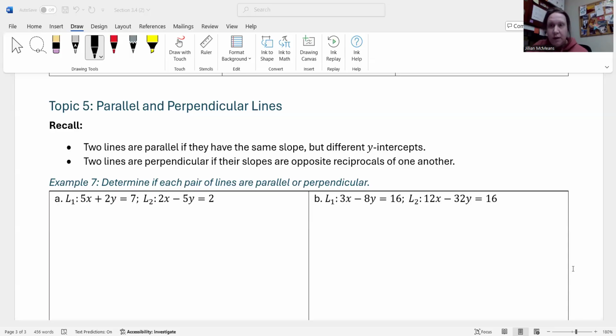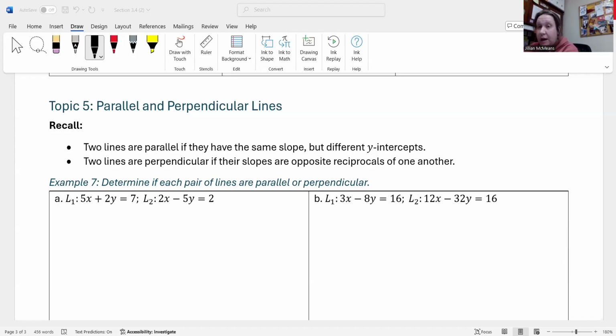I think I'll do one video for the last two topics because they're both types of applications of lines. So in this first topic, topic 5, we're going to talk again about parallel and perpendicular lines. In a previous video, we talked about slope and what the slope means for parallel and perpendicular lines. We knew that parallel lines have the same slope. We also knew that perpendicular lines have slopes that are opposite reciprocals.